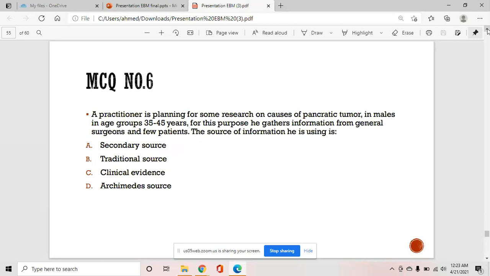A practitioner is planning some research on causes of pancreatic tumor in males in the age group 35 to 45 years. For this purpose, he gathers information from general surgeons and a few patients. The source of information he is using is: A, secondary source; B, traditional source; C, clinical evidence; or D, Archimedes source. B, traditional source, is the right answer. Secondary sources are books, journals, etc.